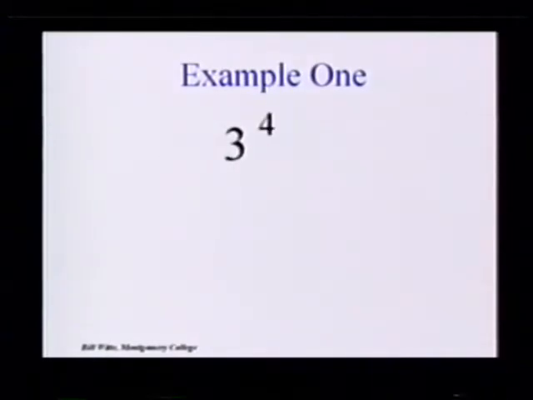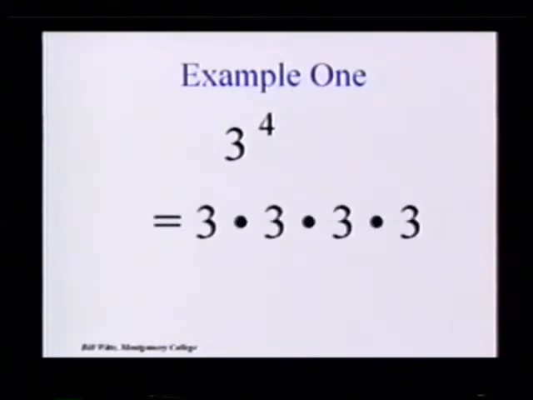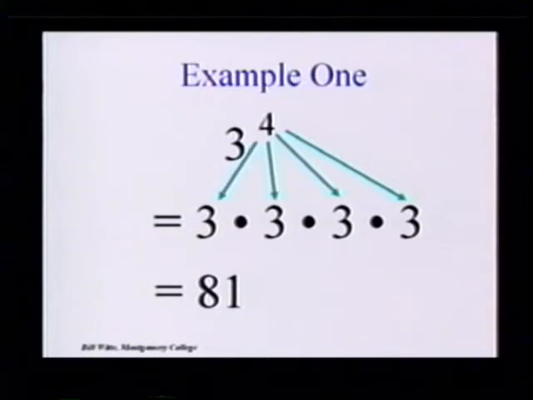3 to the 4th power, very similar to the last problem. It's going to be multiple multiplication: 3 times 3 times 3 times 3, 4 times. Note, multiple multiplication. Got an answer, 81. Let's look at another one.